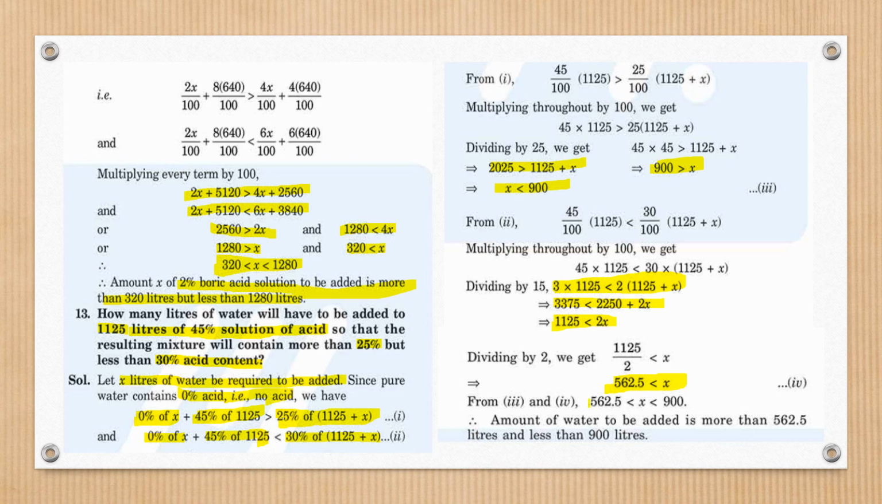So x is lying between, from both these equations, x is lying between 562.5 and 900. So the amount of water to be added is more than 562.5 liters and less than 900 liters.